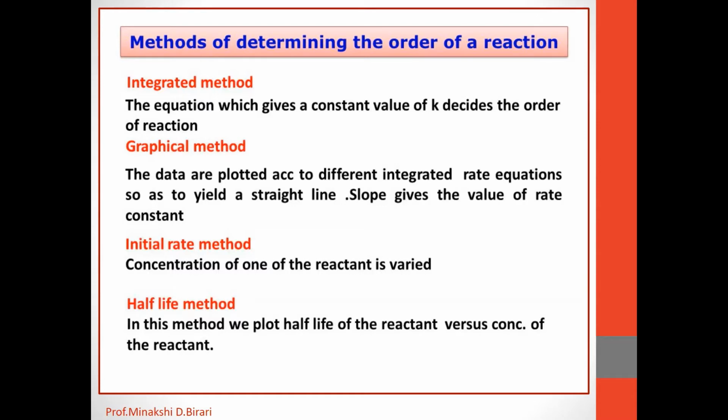So, in the integrated method, the equation which gives a constant value of K decides the order of the reaction. Then the graphical method: in this, the data are plotted according to different integrated rate equations so as to yield a straight line, whose slope gives the value of the rate constant. The third method, the initial rate method: in this, the concentration of one of the reactants is varied. Fourth one, the half-life method: in this method, we plot the half-life of the reactant versus the concentration of the reactant.